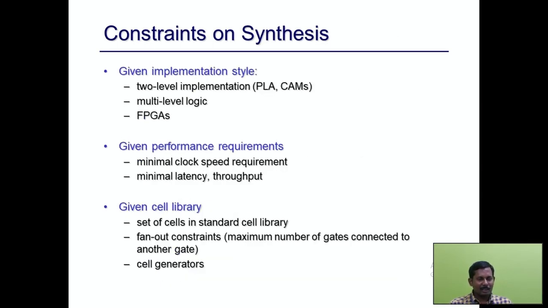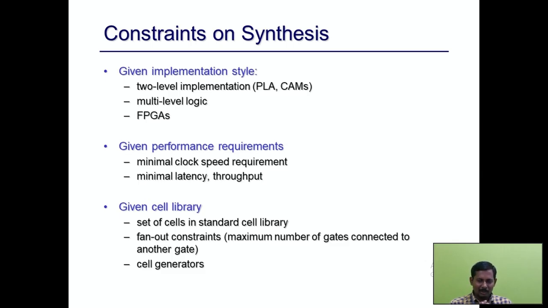Next, these are all the constraints present in synthesis. The first one is implementation style. We need to pick the constraints from the customer. It may be two-level implementations like PLA or CAM, or multi-level logic, or FPGA. Initially we need to take into account the constraints given by the customer. The customer means those who are going to give us a task to design a particular system.